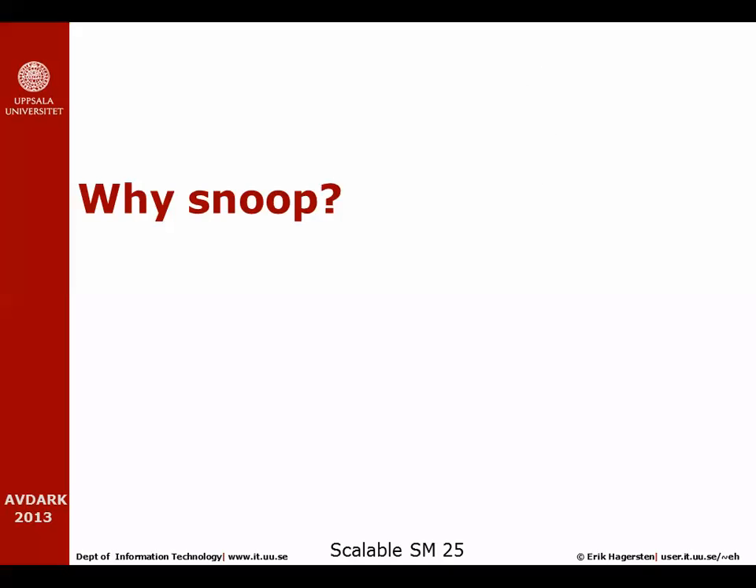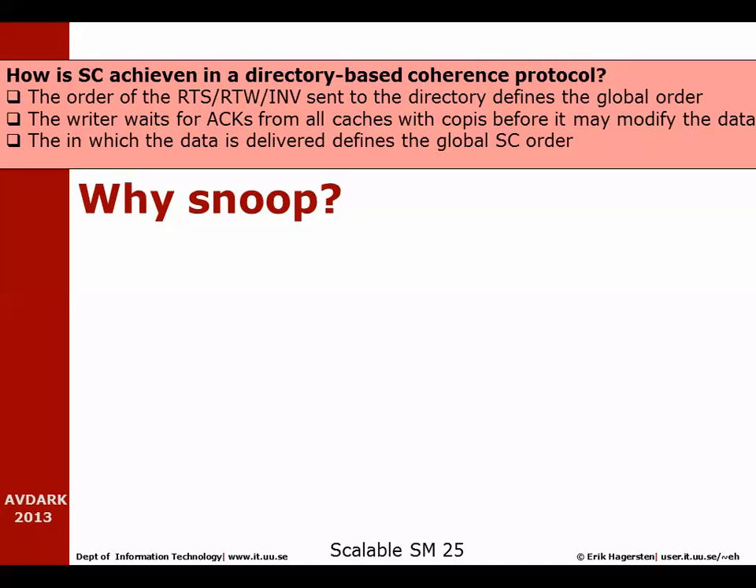Okay, so that's how directories work. Now let's just once more look at the properties of the Snoop that we really enjoyed before and put them in contrast to what's happening in the directory-based system. So how is sequential consistency achieved in a directory-based coherence protocol?